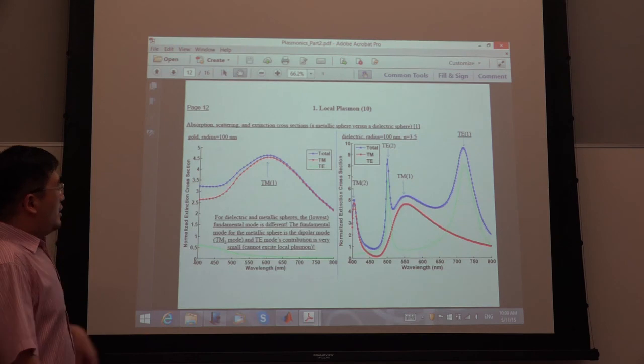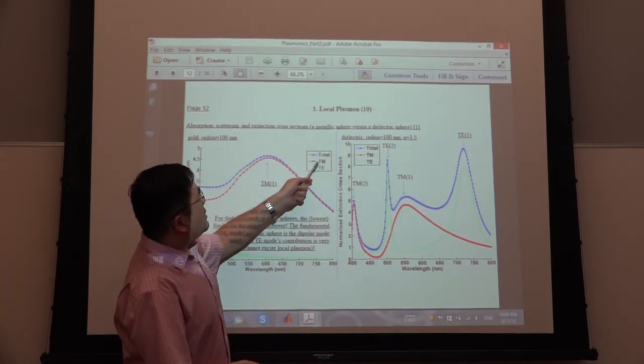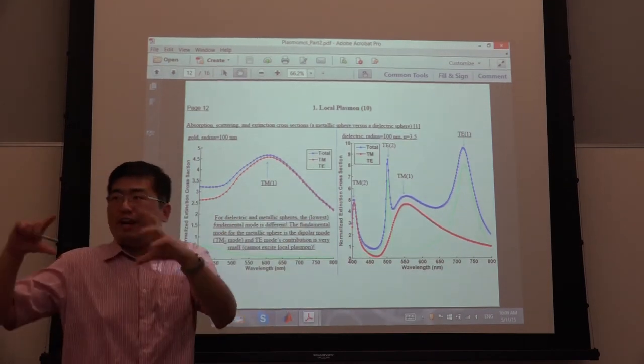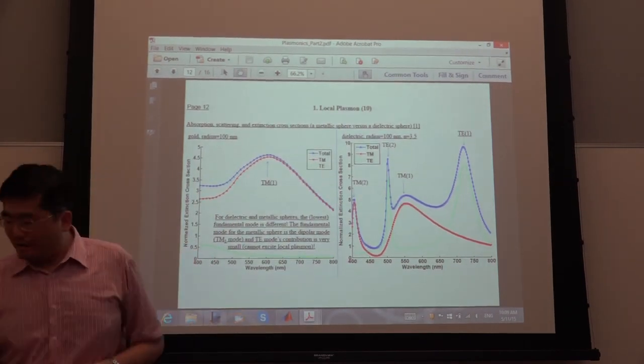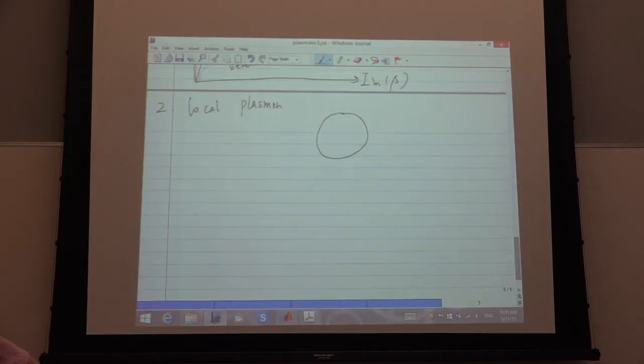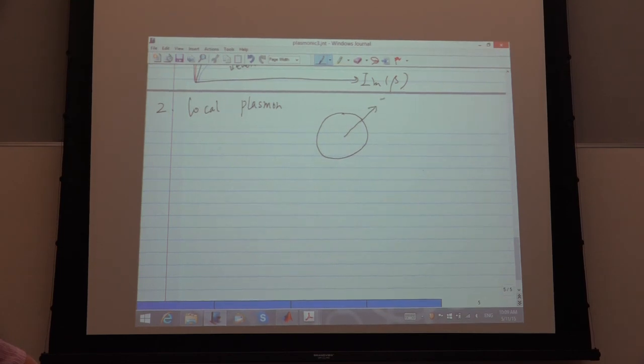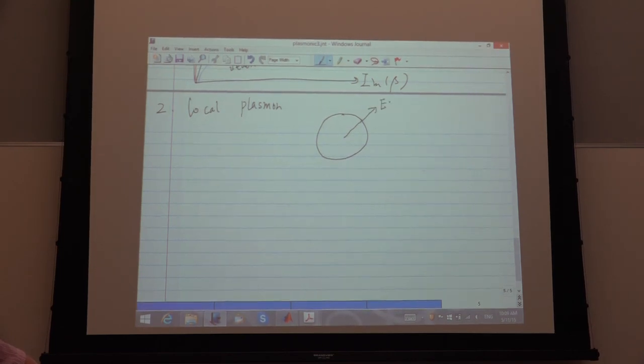Okay, you can see here, I decompose the total extinction cross section into the TM part and TE part. For a sphere, it also has a TM part and a TE part. Let me explain this. For a sphere, if the E field is along the R direction, the H field is tangential. This mode we call TM mode.